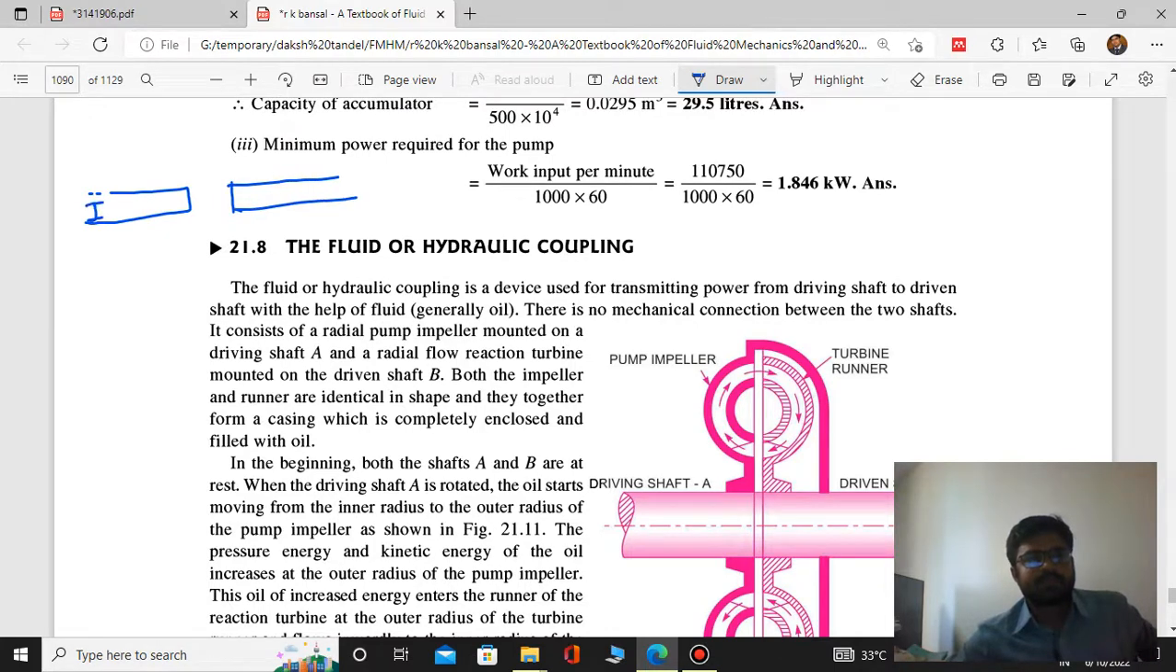Suppose this is inlet and this is outlet shaft. So we want to rotate this shaft. This is rotating, basically this shaft is rotating, but we want to also rotate this output shaft. So what we will have to do?